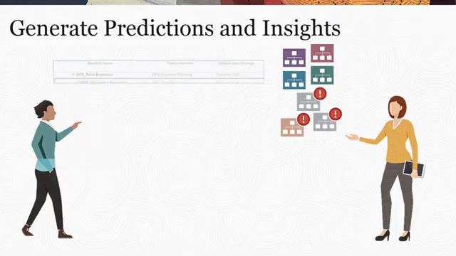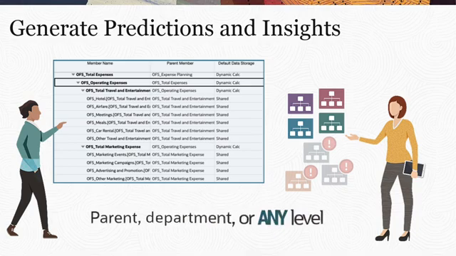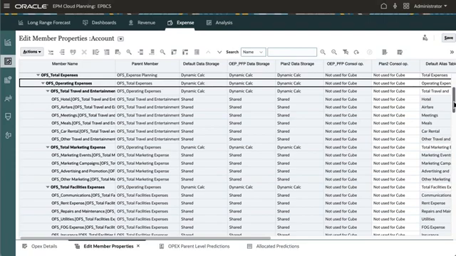By generating predictions and insights at a higher aggregated level, whether it's a parent, a department, or any level in your hierarchy, you can improve accuracy. For example, I can run predictions on these parent-level operating expense accounts, which dynamically aggregate data from their granular member accounts.